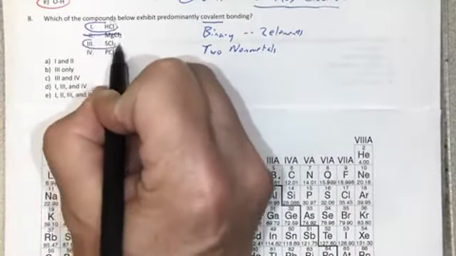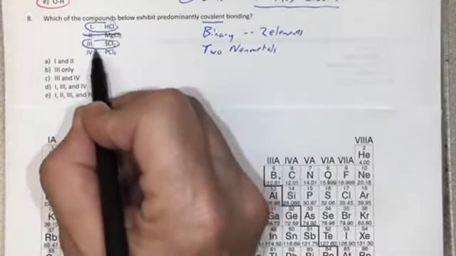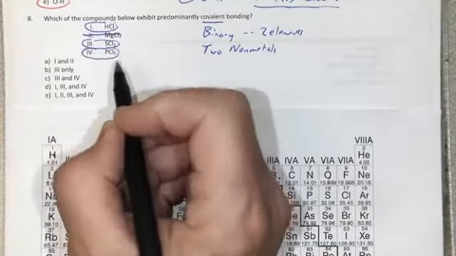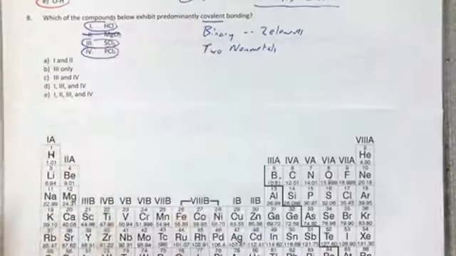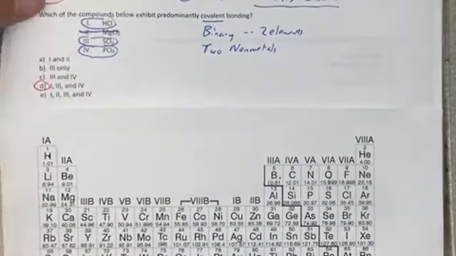And so that one has a covalent bond. And then phosphorus pentachloride. Phosphorus is a nonmetal and chlorine is a nonmetal. Phosphorus pentachloride has predominantly covalent bonding. So the correct answer is choice 1, 3, and 4. The correct answer number 8 is choice D.